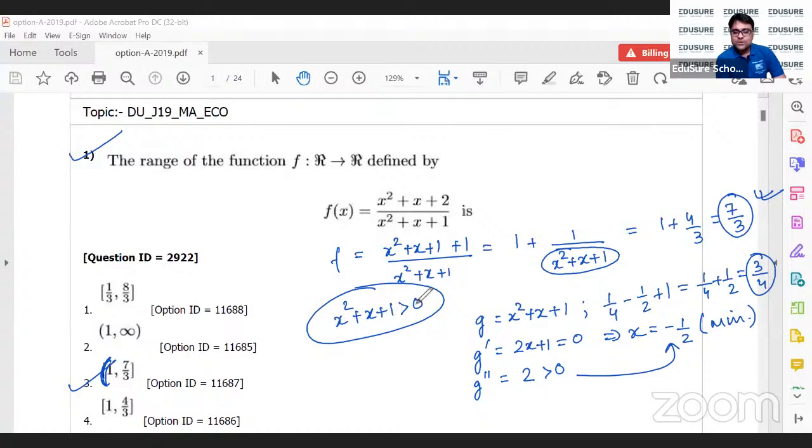So if this is always positive, 1 divided by this is always positive. So this entire expression is always positive. So 1 plus a positive number will obviously be greater than 1. So it should have been open interval 1 to 7/3. But since this is the best option available given to us, please mark this. Answer is 3. ठीक है?